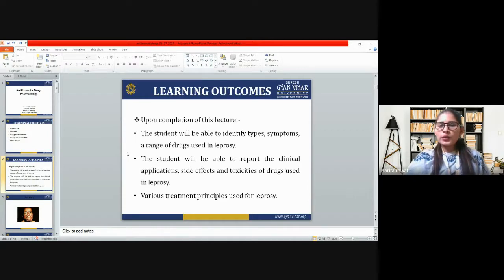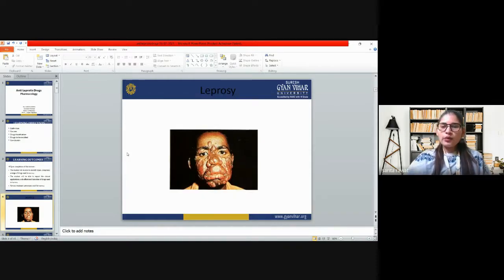Now, the learning outcomes of today's lecture are that you are able to know about the symptoms and the range of drugs that are used for leprosy, and also you are able to report the application, side effects, toxicities, and drug interactions in leprosy, and you will also know about the treatment principle of leprosy. Now, as you can see, this is the image of a person having leprosy.